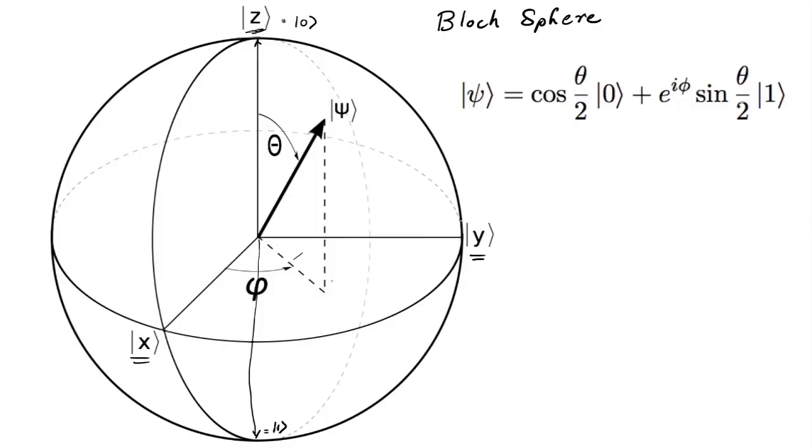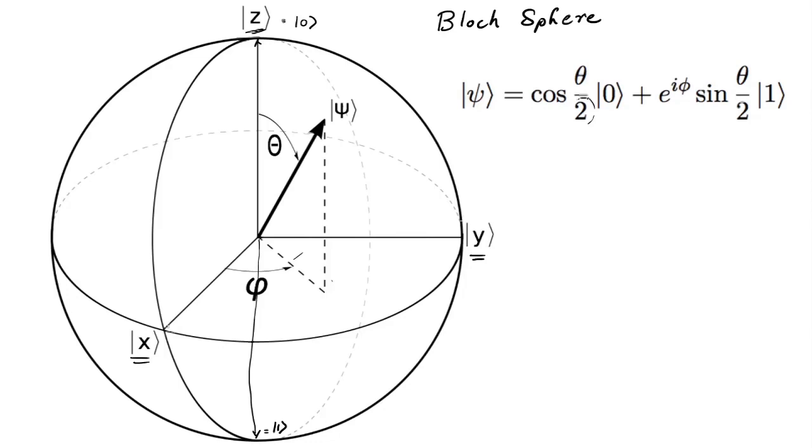So here's something interesting. In our complex vector space, 0 and 1 were orthogonal states. But once we represent them on the Bloch sphere, they are actually antipodal states. They point in opposite directions. That's where this theta over 2, this factor of 2 comes in our representation.